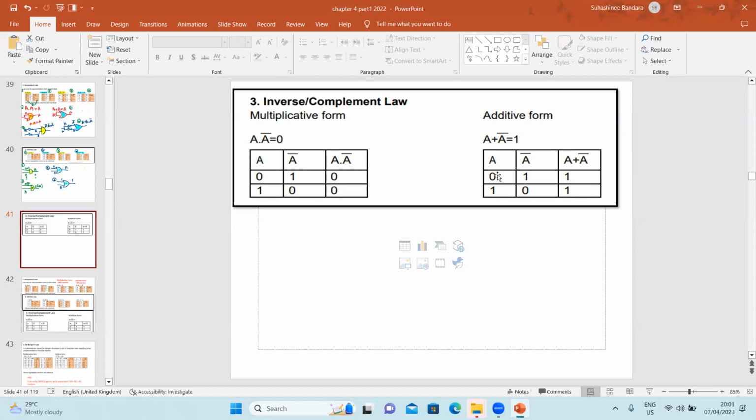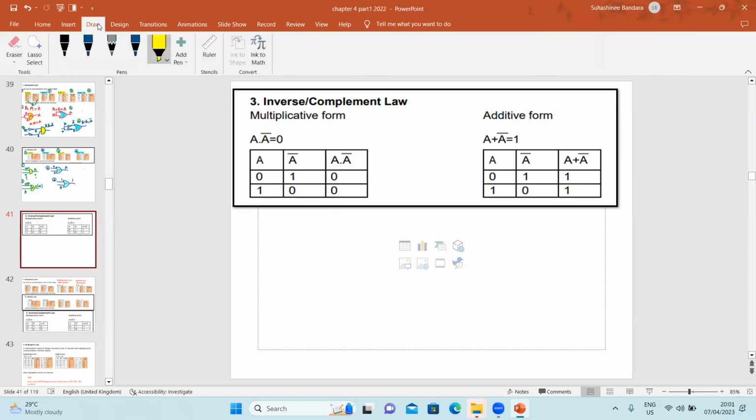Additive form: A is 0, 1, A bar is 1, 0. If these two are added, we will get 1. So when we use inverse as a law, A into A bar equals 0. Why? There is a 0 on at least one side. Then the other one, A plus A bar is equal to 1. Why? One side will contain 1. Therefore, the addition will be 1. Okay, logically, you have to think that. So you better start completing.